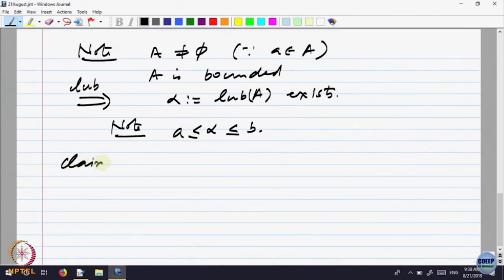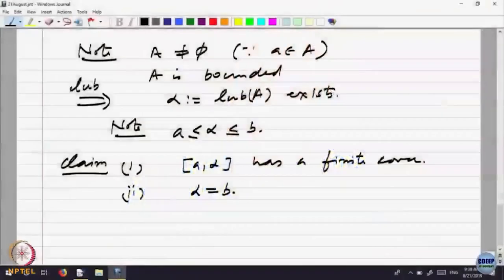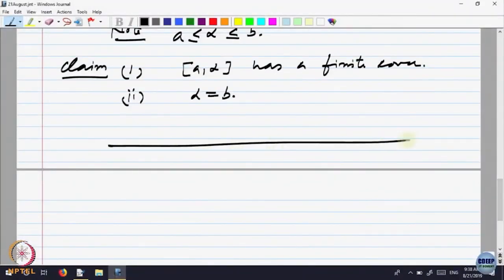We claim first that the interval [a, alpha] has a finite subcover, and the second part would be that alpha is equal to b. These two claims will prove that the interval [a, b] has got a finite subcover. So, let us check both of them one by one. This is the idea of the proof. Here is a and here is b and somewhere we have got alpha in between. We do not know alpha is equal to b or not, but at least alpha is less than or equal to b.